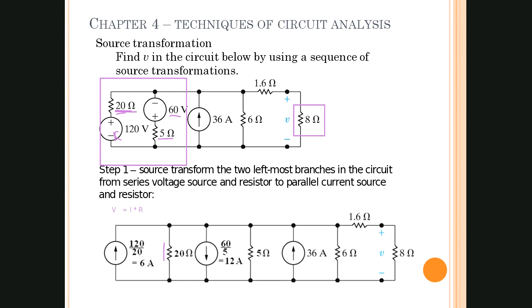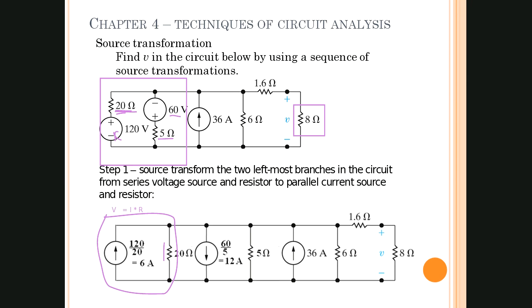And I'm going to, well, that's good enough. Now we're going to do the same thing. I'm going to just do this in a different color. We're going to go ahead and take the 60 volt and 5 ohm resistor, and then we're going to convert that into a current source and resistor in parallel.